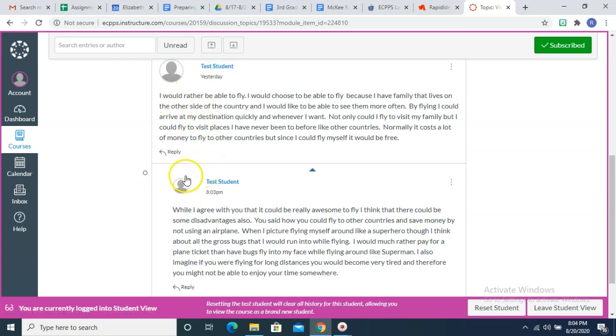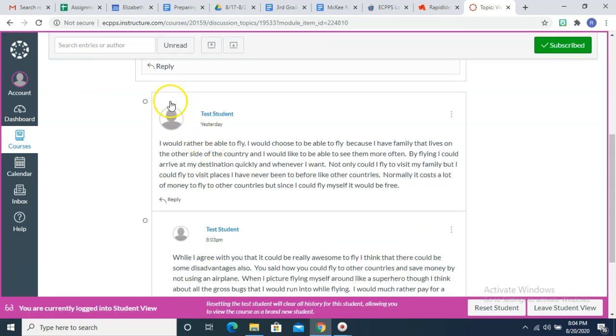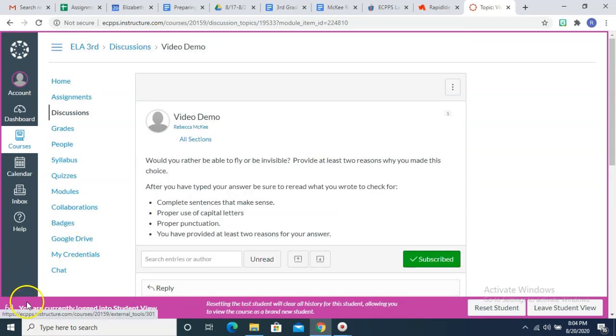Okay? And then you'll see how right here, I know they both say test student, but right here we have the main response. You see how the picture's a little bigger, and then this one right here is a little smaller and it's off to the right side. This is lined up here, but now this is going over. This is showing that this person is talking to this person. So we're going to have lots of different conversations going on. So that's just a quick look at how to respond to a discussion board post.